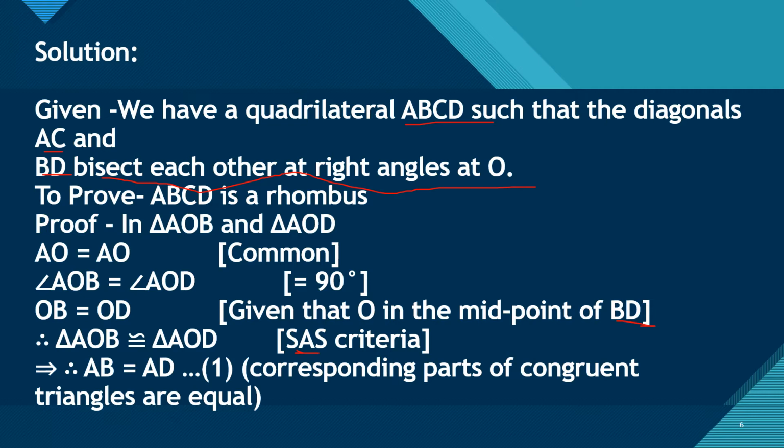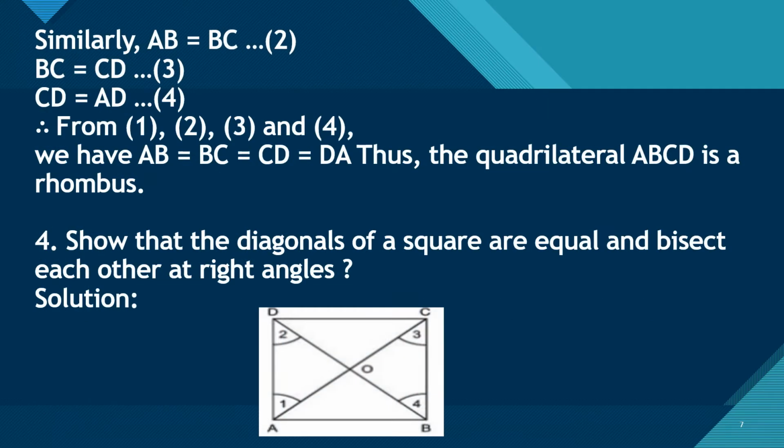So, in the next page, similarly, AB is equal to BC, BC is equal to CD, and CD is equal to AD. From 1, 2, 3 and 4 we have AB is equal to BC, BC is equal to CD and CD is equal to DA. Thus, the quadrilateral ABCD is a rhombus. So fourth question, we are going to the fourth question now.